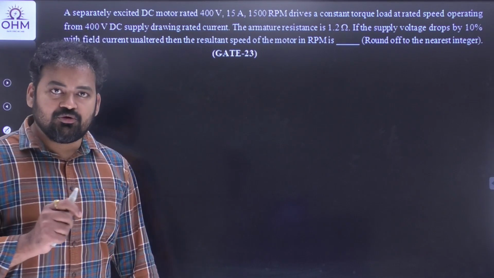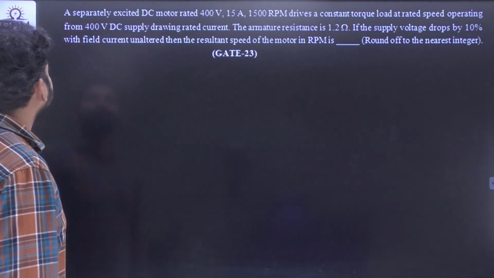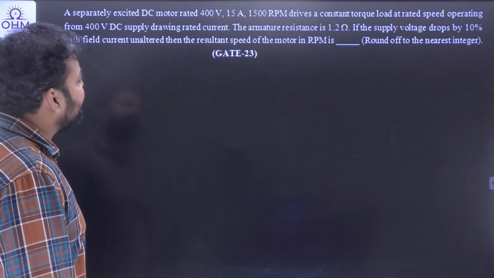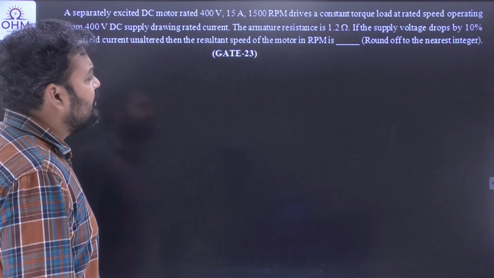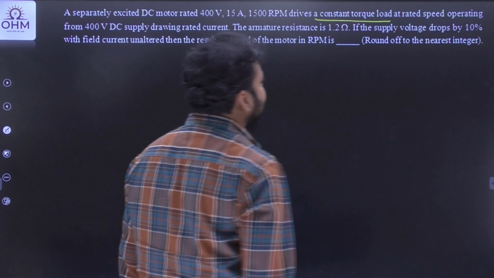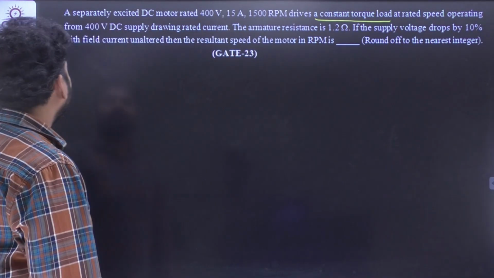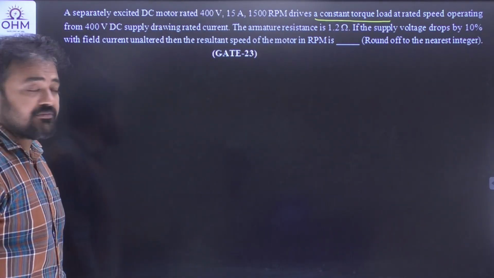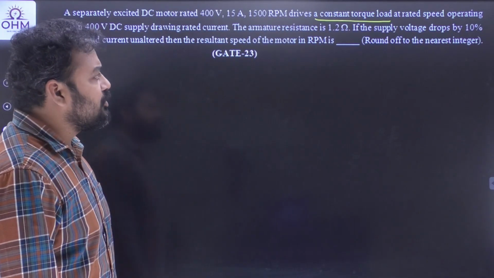This is also from the GATE 2023 paper. Read the problem. A separately excited DC motor rated 400 volt, 15 ampere, 1500 RPM drives a constant torque load. This is the condition given. Drives a constant torque load at rated speed operating from 400 volt DC supply, drawing rated current. Armature resistance is 1.2 ohm.